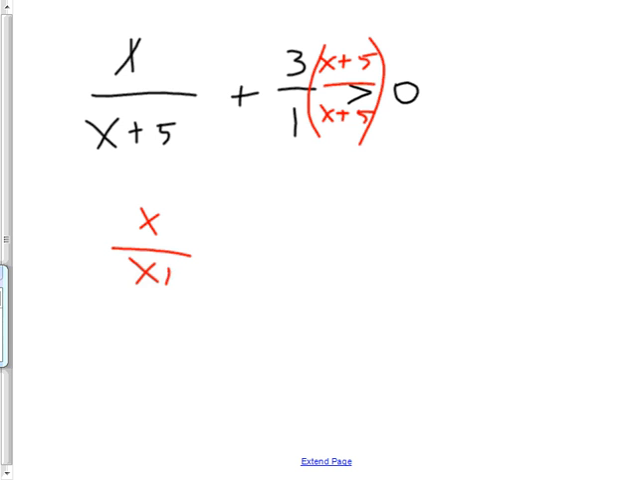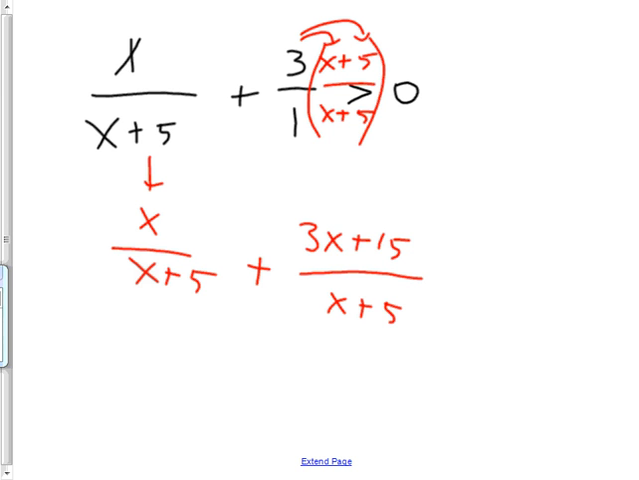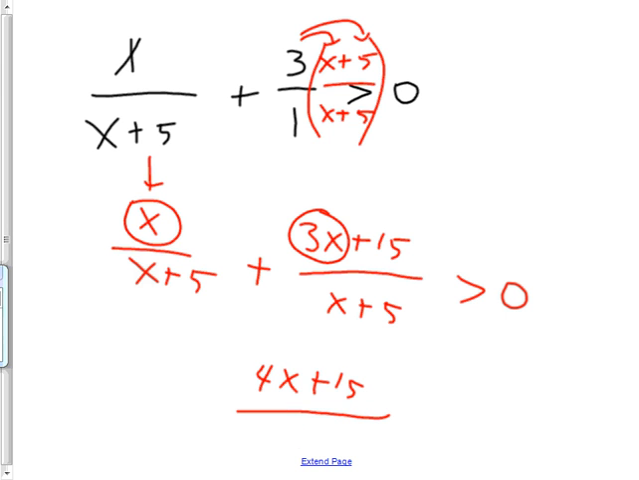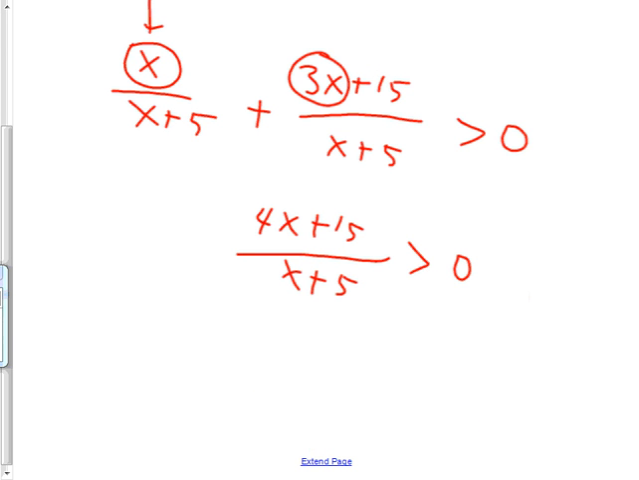Okay, now I'm going to rewrite this thing. x over x plus 5 was fine. Plus 3x plus 15, notice I distributed that out, over x plus 5 is greater than 0. And now they have a common denominator. And now you can just add the tops. x plus the 3x will make 4x plus 15 all over x plus 5, greater than 0.